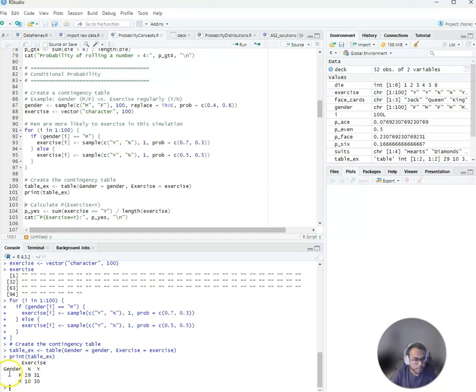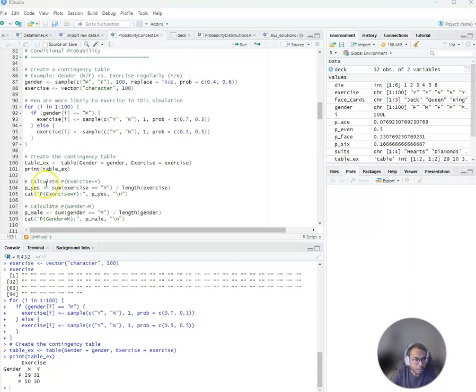So in my table, there are 29 women who do not exercise regularly, 31 women who exercise regularly, 10 men who do not exercise regularly, and 30 men who do exercise regularly. So this is consistent with the probability numbers that I've set. If you change the seed number, you will get slightly different numbers, but it will still be consistent with the numbers that we're going to plug in.